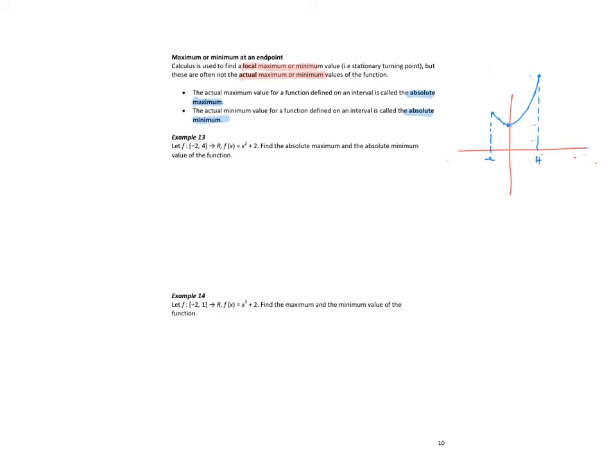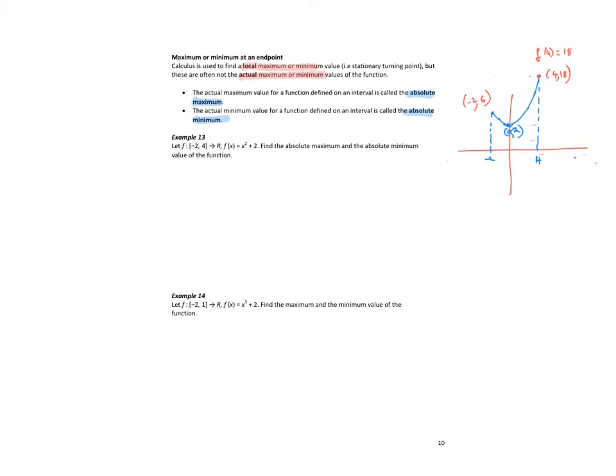So I can see straight away, without necessarily even finding a derivative, my minimum value there is at 0, 2. This value here at x equal to 4, if I substitute it into the function, f of 4 is 4 squared plus 2, which is 18. So that's the point (4, 18). And this point here is the point -2. Well, -2 squared is 4, plus 2, which is 6. So they're the key points.